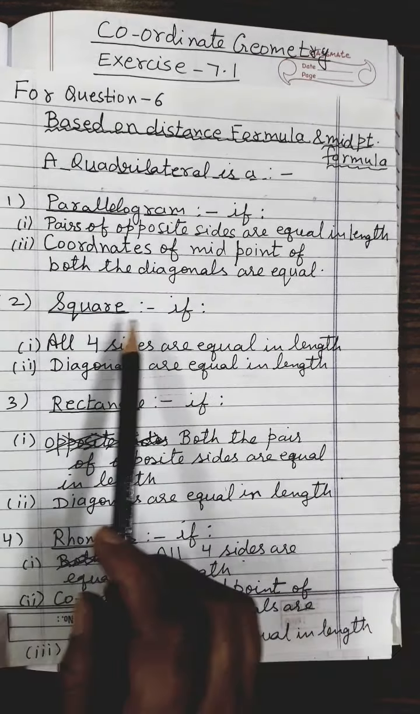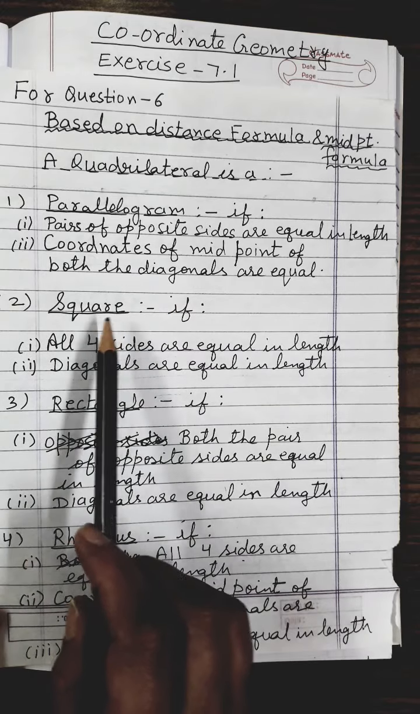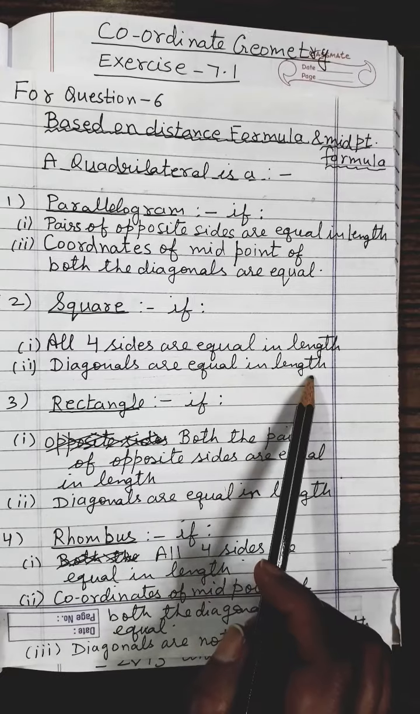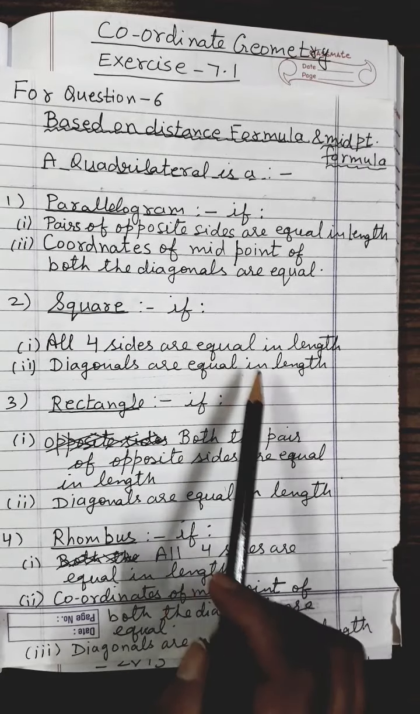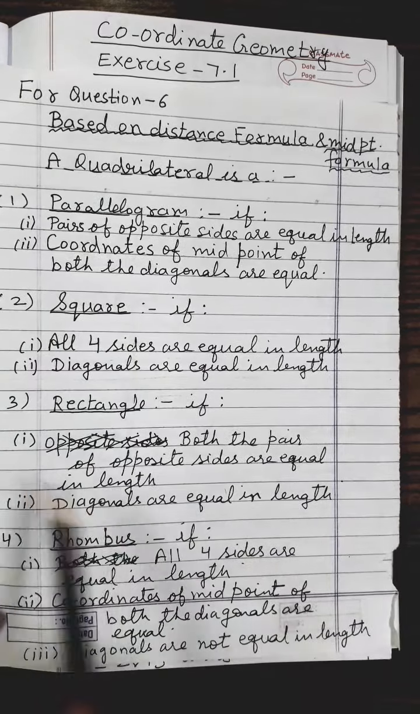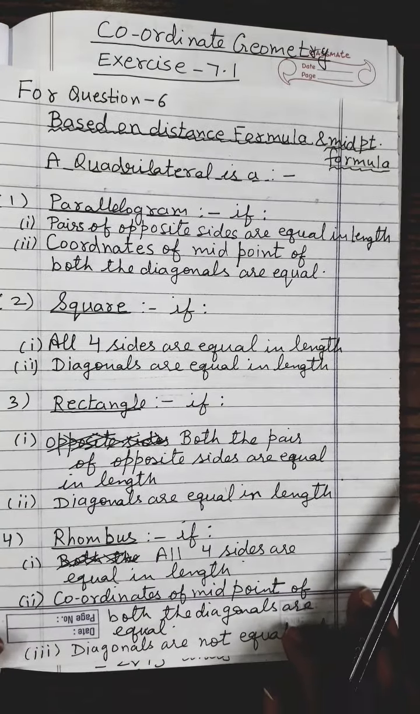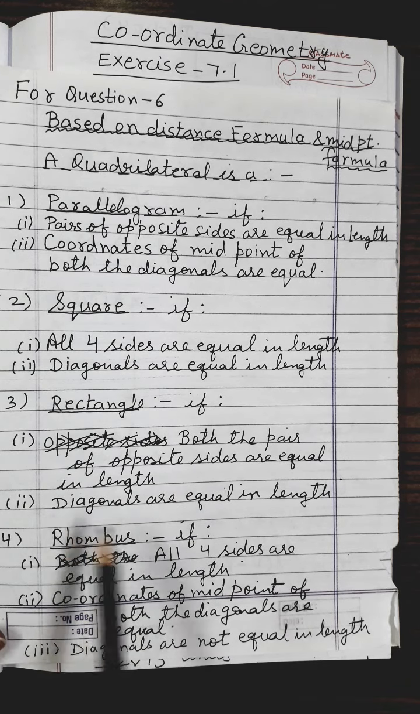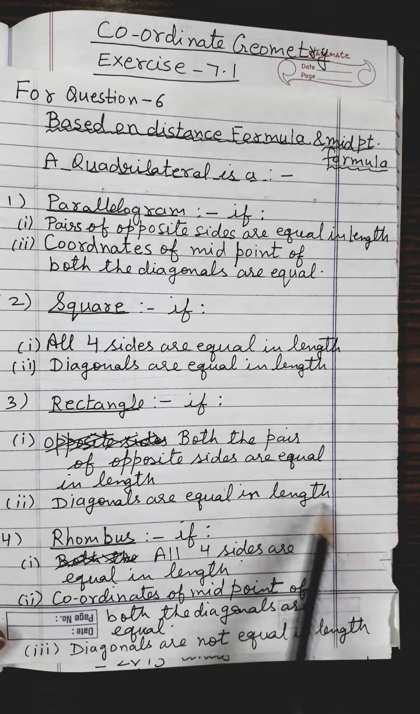The second is, the given quadrilateral will be a square if all four sides are equal in length and diagonals are equal in length. So these are the two conditions you will have to show in order to show that the given quadrilateral is a square. Number 3 is rectangle. The given quadrilateral will be a rectangle if both the pairs of opposite sides are equal in length. Number 2, diagonals are also equal in length, right?